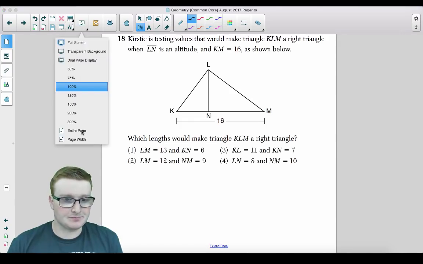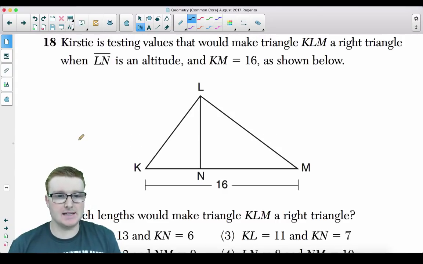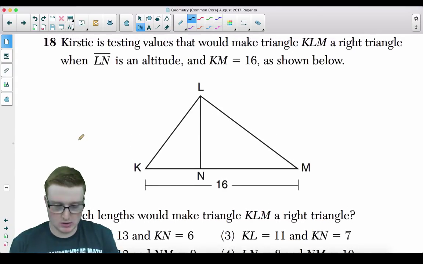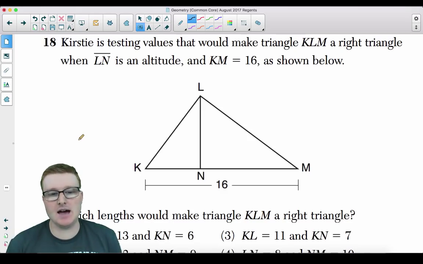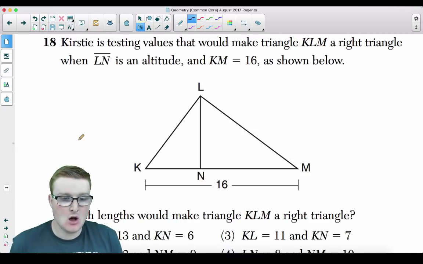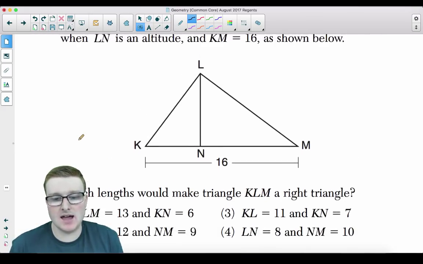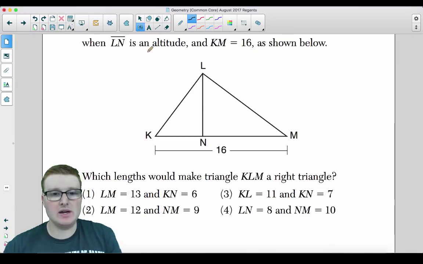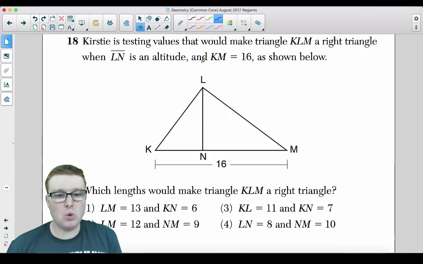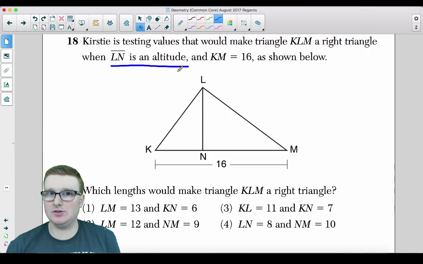Number 18. Christy is testing values that would make triangle KLM a right triangle when LN is an altitude and KM equals 16 as shown below. Which lengths would make triangle KLM a right triangle? Okay, so here's the thing. She wants LN as an altitude.